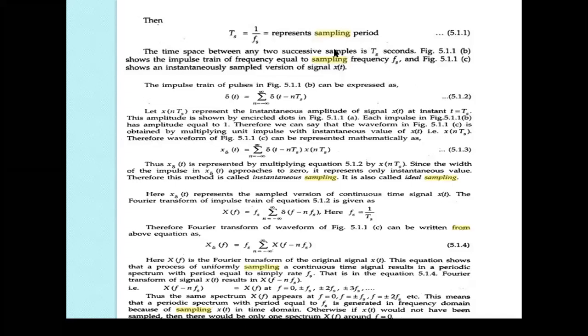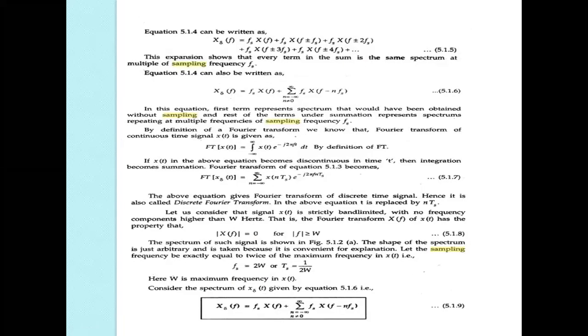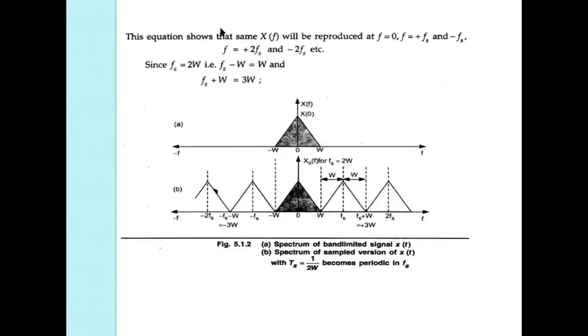And how can we recover the original signal? By using this Fourier transformation equation, we get the original signal. Okay, we'll discuss it later.